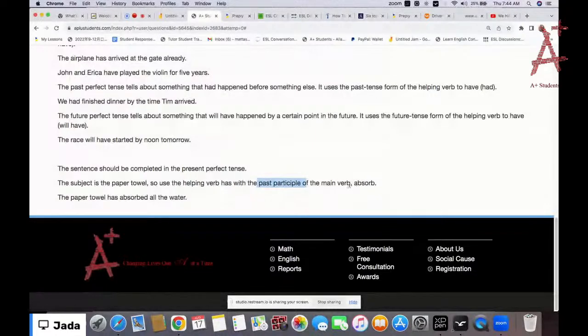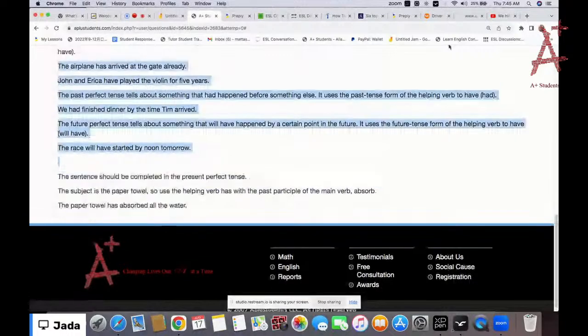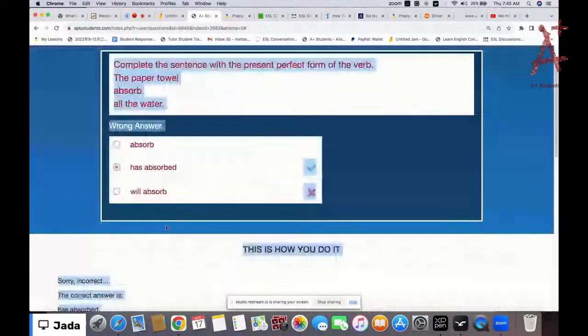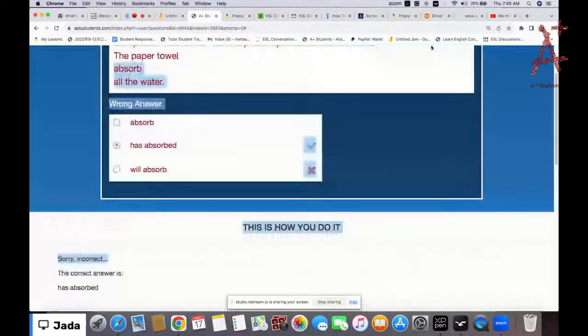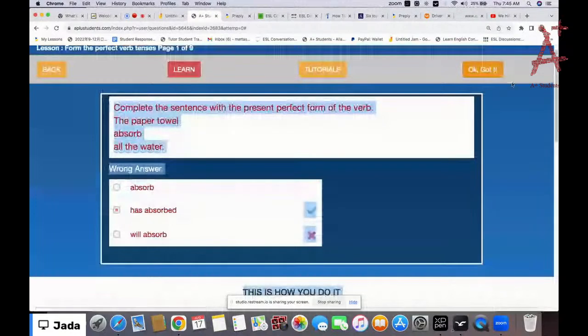So the main verb there was absorb, so you have to use has to complete it. So it's going to be the paper towel has absorbed all the water. Okay, so like I always say, if you get anything wrong, all you need to do is just scroll down, look at your answers, and then you get it there. Okay?